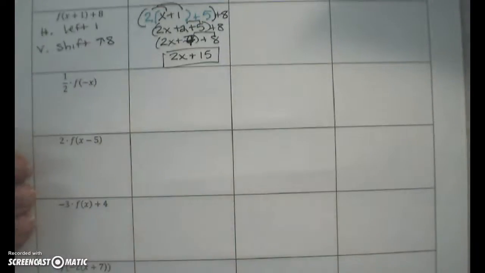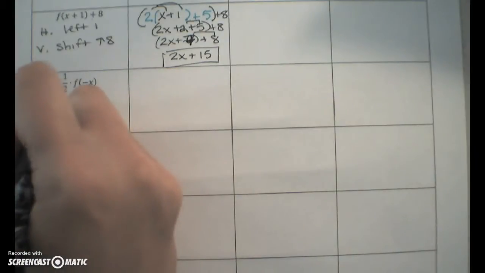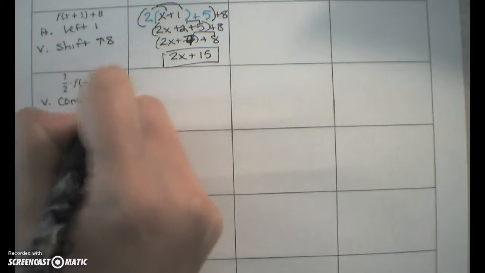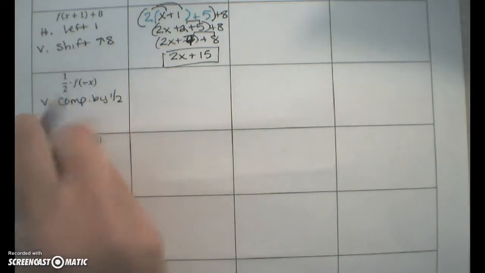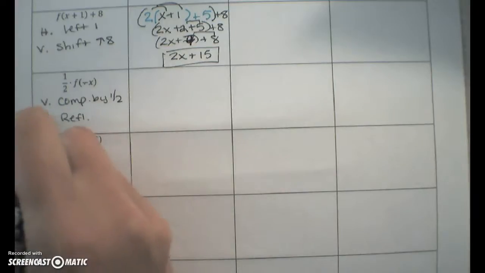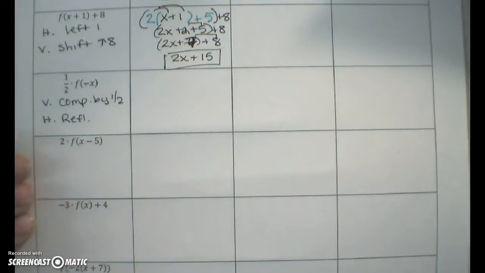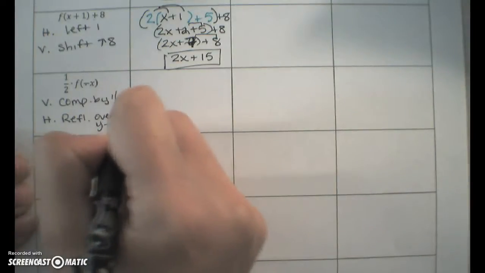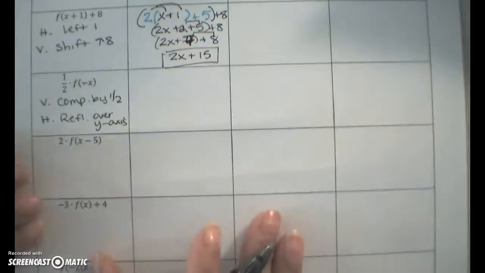All right, we're outside, so we are vertical. We're small, so we're compression by 1/2. And then we're inside, so we're horizontal. Negatives are a reflection. And you're going to get real good at this as fast as I am. And then we are over the y-axis. Okay, so let's go ahead.